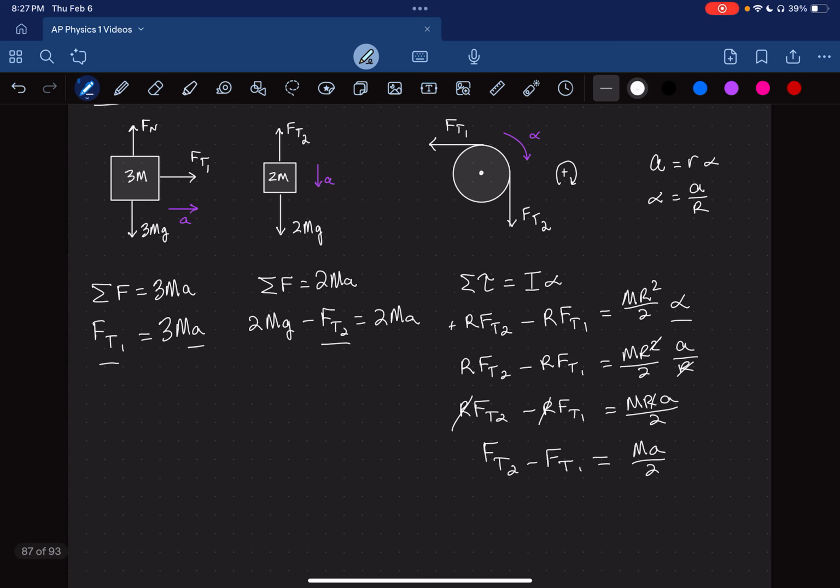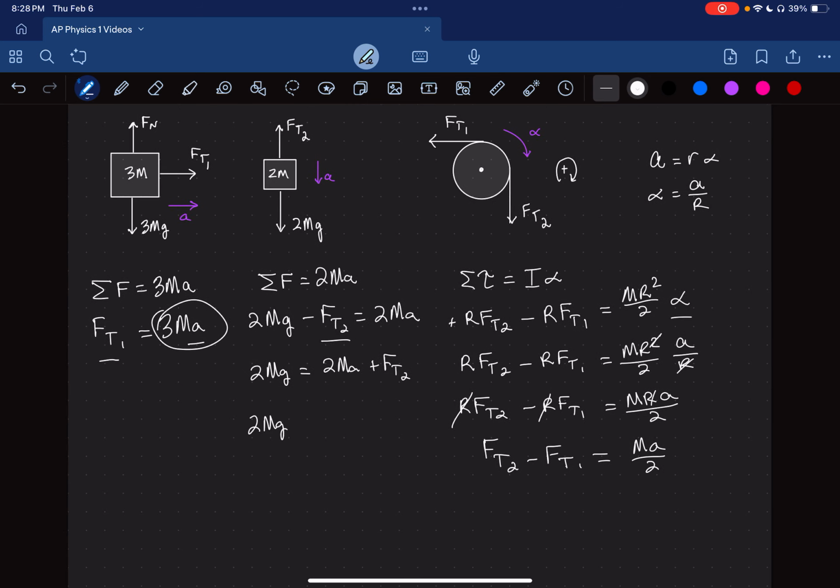Now, if I want to get an expression with acceleration, acceleration is here, but ultimately our goal, as we've been used to, is to substitute FT1. We want to substitute that over here, which we can do readily. We can take this and put it in there directly. Let's rearrange this for FT2. This is 2mg equals 2ma plus FT2. So this is 2mg minus 2ma equals FT2.